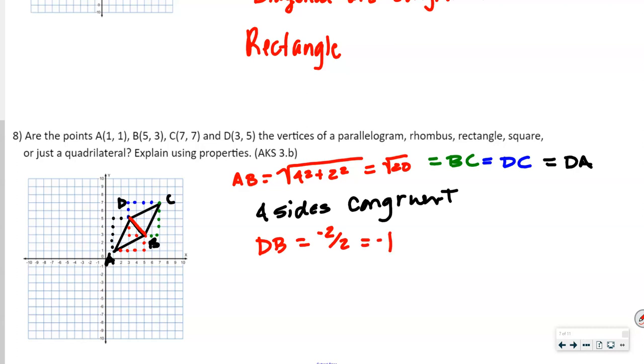Then we could compare that with AC up here. Okay, so we're going to look at the slope of AC. So this one's 1, 2, 3, 4, 5, 6 up, and 1, 2, 3, 4, 5, 6 over. So AC slope is 6 up, 6 over. So that's 1. So we can see that DB is perpendicular to AC, right? And because they're perpendicular, that also tells us that this is a rhombus.